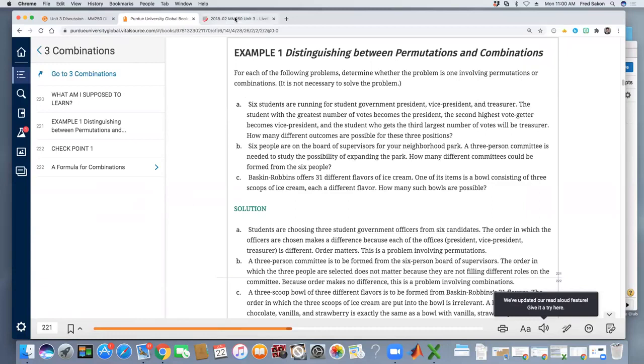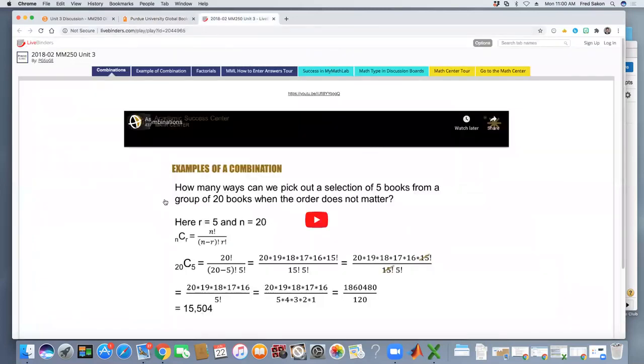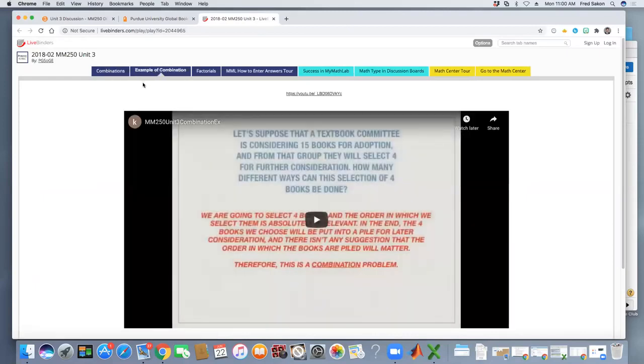Also, take a look at the live binder. There are some examples here. You can see in that snippet view of the video, there is an example. And it shows how you might solve that example. And you can see that the combination formula is being used there. So obviously, that is an example of a combination counting problem. And you can see there are a couple of videos about combination counting problems in the live binder.